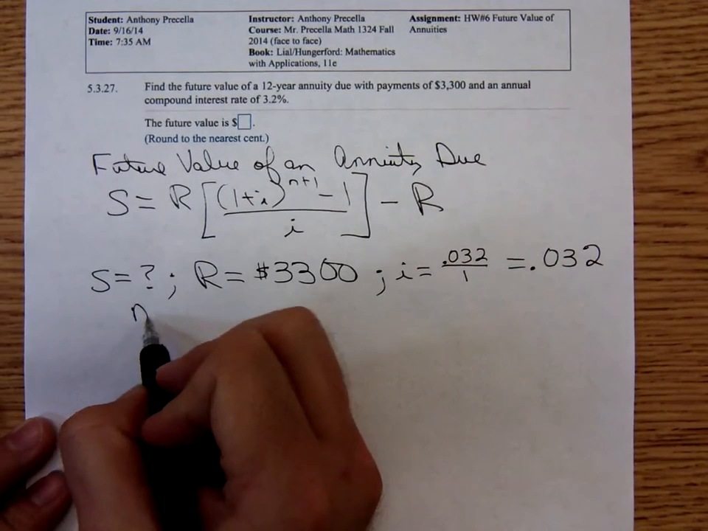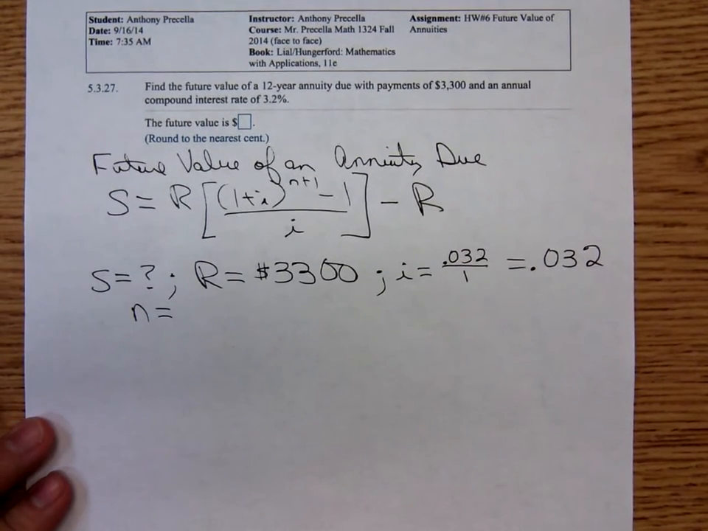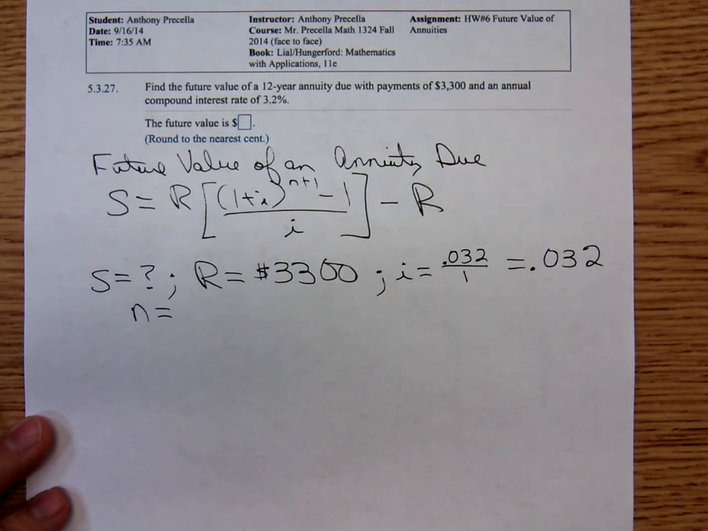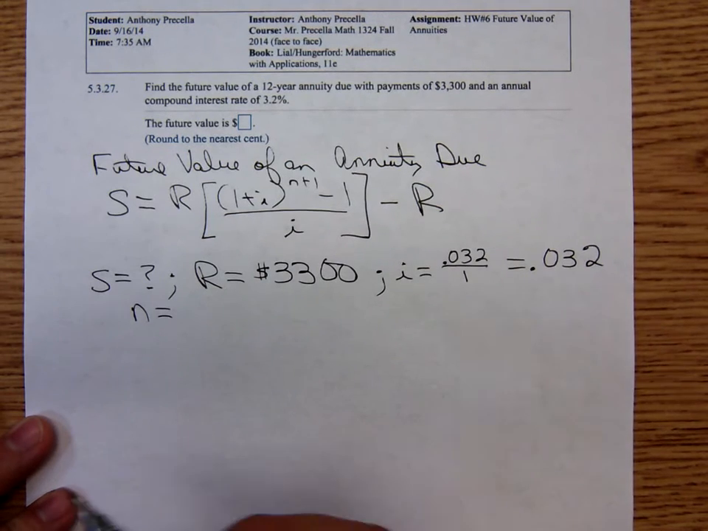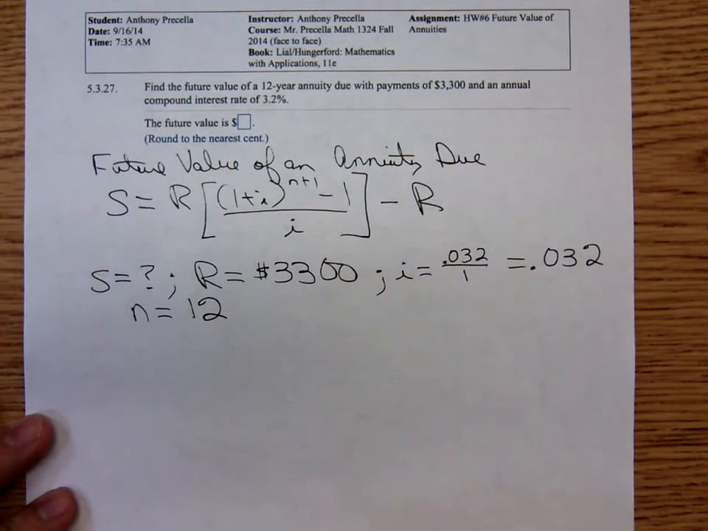And n, the number of compound periods in a year, it's the same as the number of compound periods over the life of the annuity. It's the same as the number of payments into that annuity. They made 12 annual payments, so there are 12. n is equal to 12.